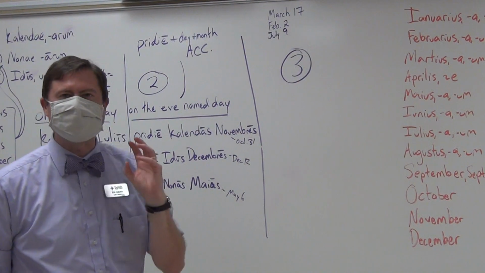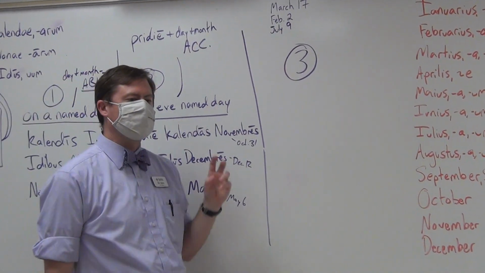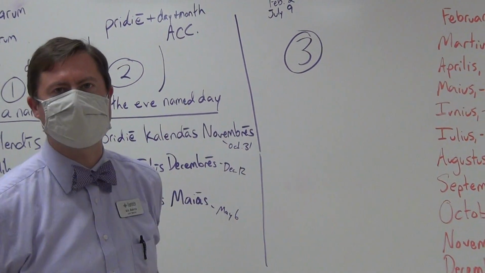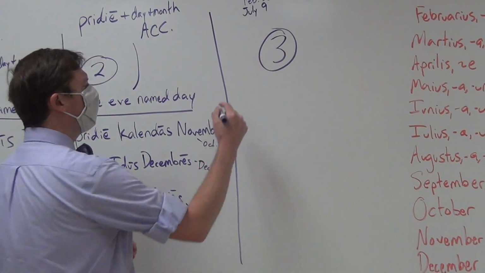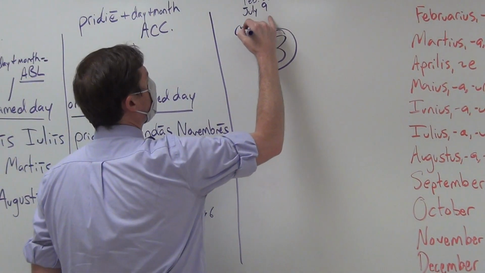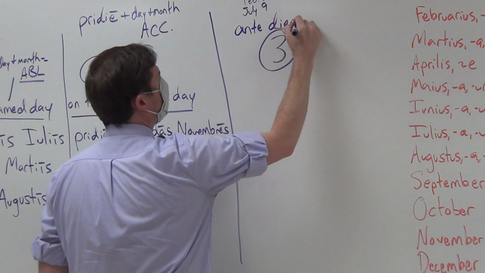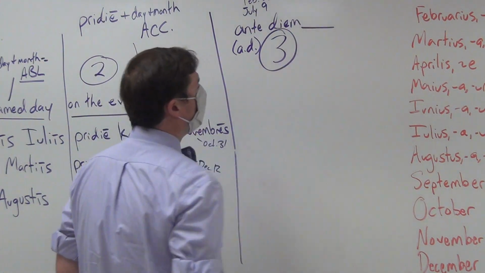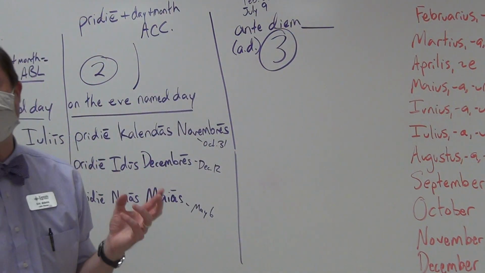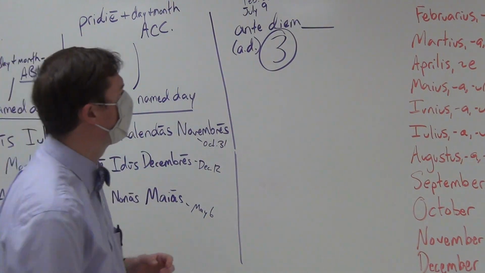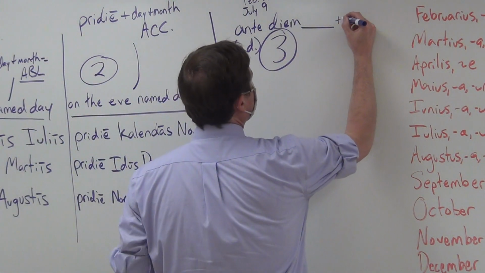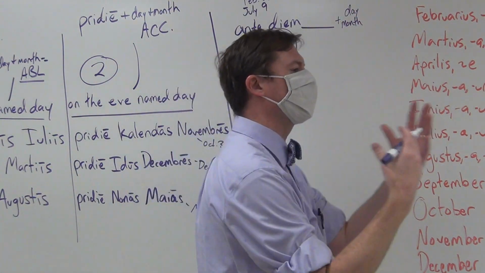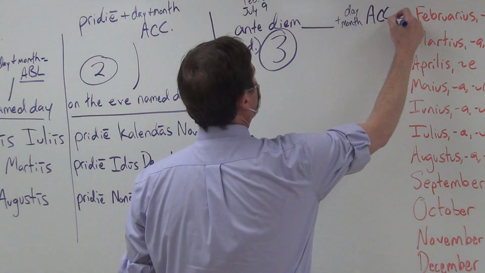What you will do is, if the day in question does not fall in one of the first two categories, you have to count to the next named day that's going to fall. And you will use the expression ante diem, which you can abbreviate AD. You will then put in Roman numerals how many days before the next named day it is, and then you put the day and the month of the day that you're counting to in the accusative.